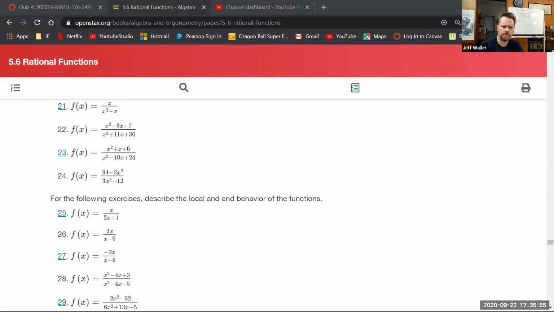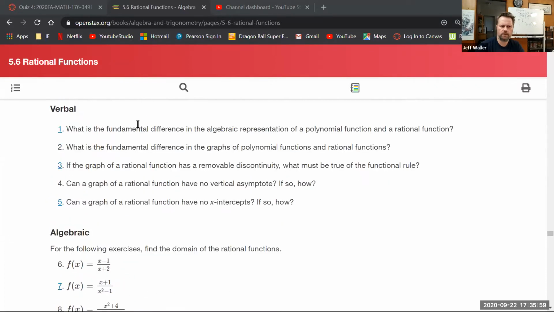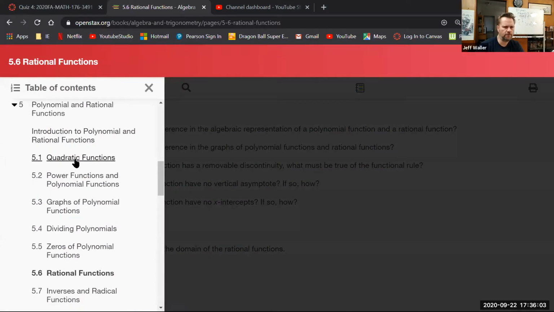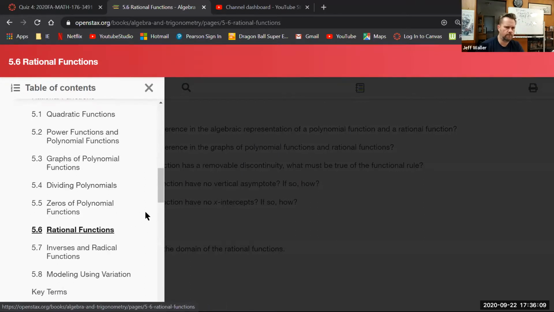Yeah, that was on the last quiz. This quiz is gonna be 5.3, 5.4, 5.5. So if you have any questions from those sections, now is a prime time to ask. So there's not gonna be any finding vertices or stuff like that, right? There's not gonna be completing the square problems.